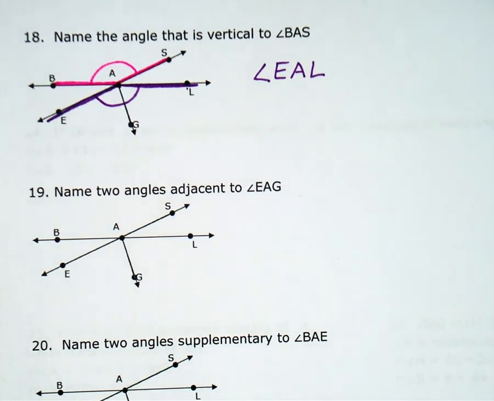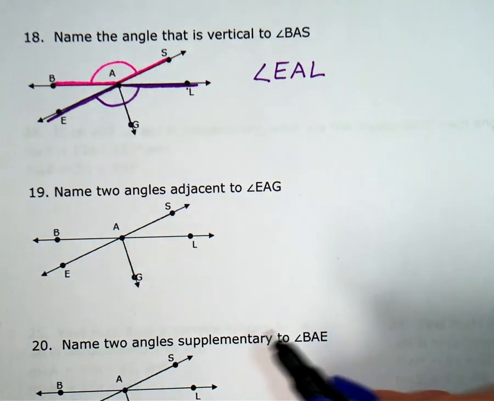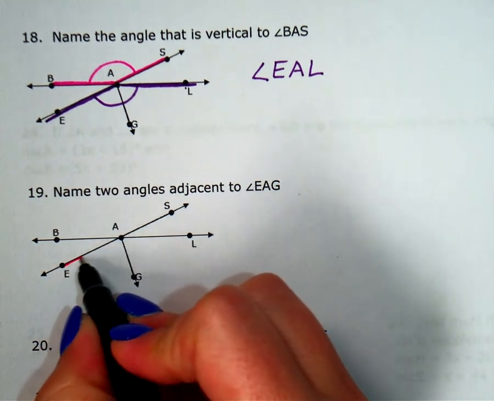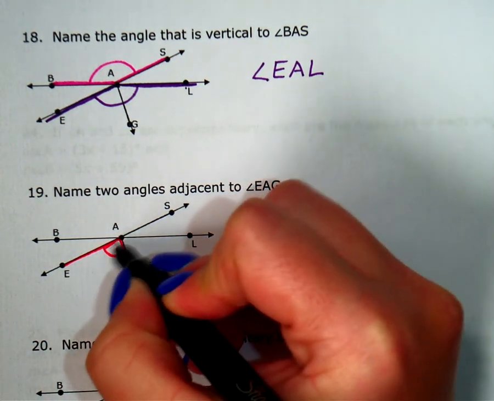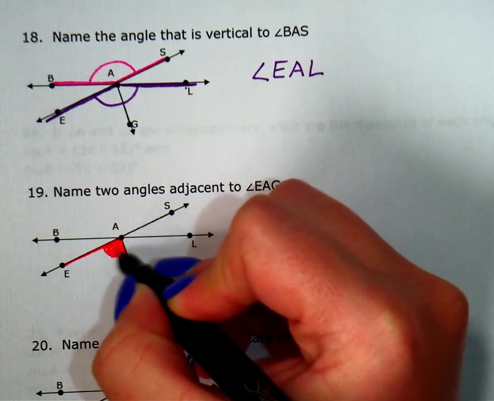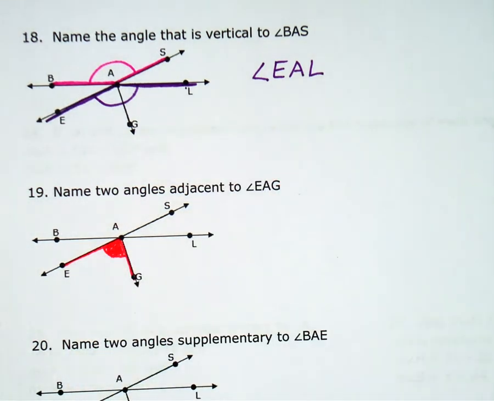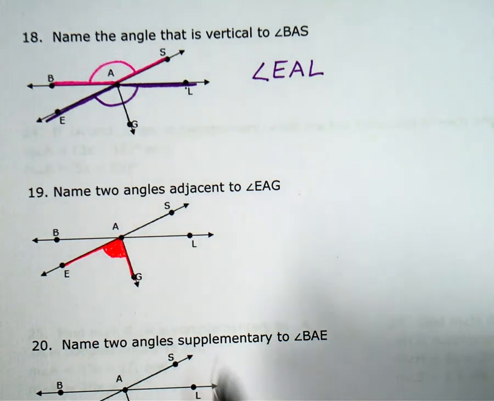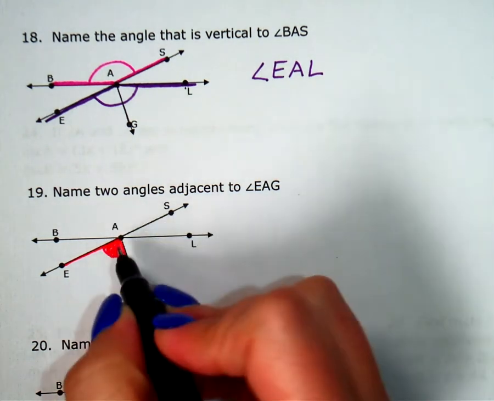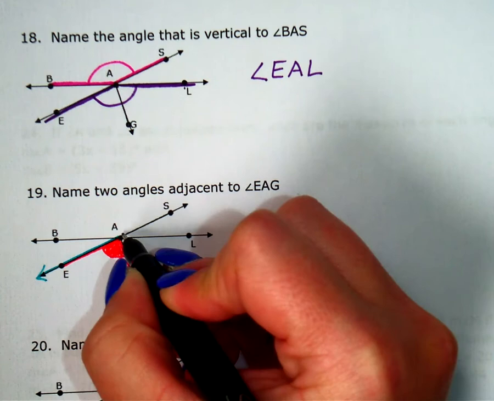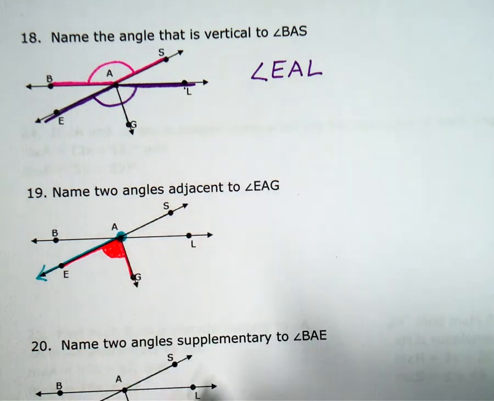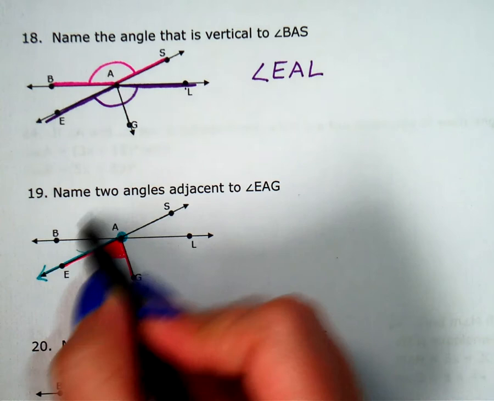Number 19, name two angles adjacent to EAG. So let's see where E, A, and G are. EAG is this angle right here. So I want to name two angles. There are more answers than the ones I'm going to give you. Just for your information, if you got something different than I get, it doesn't necessarily mean it's wrong. Two angles that are adjacent, that means it has to share a ray. So let's say I wanted to share this ray. It has to share the vertex, and then it can't overlap, so it can't go this direction. It has to go this direction.